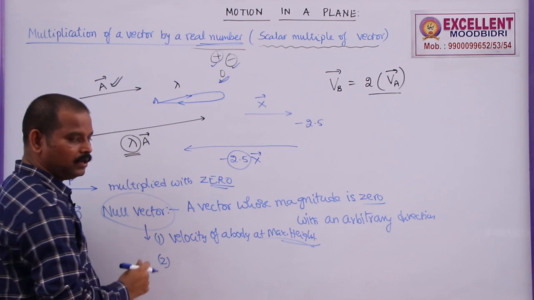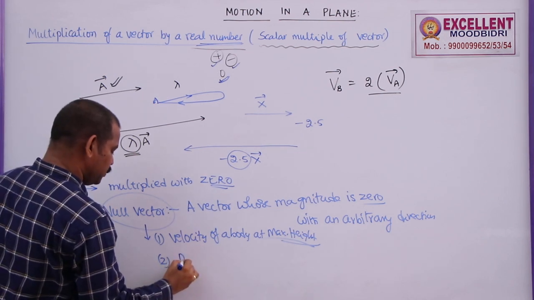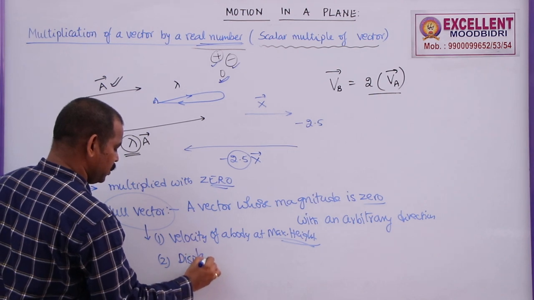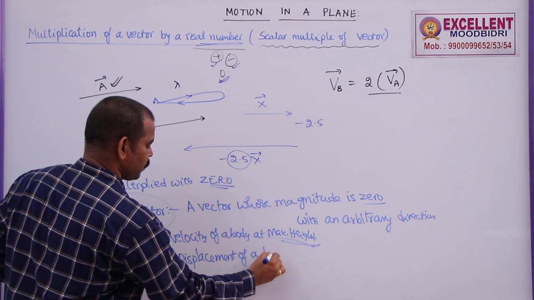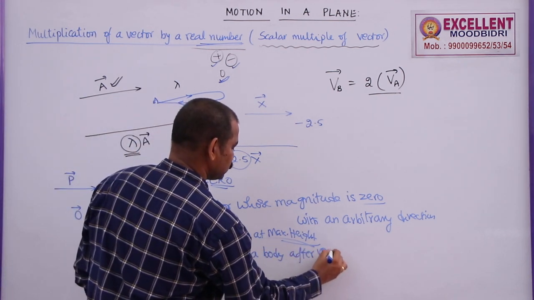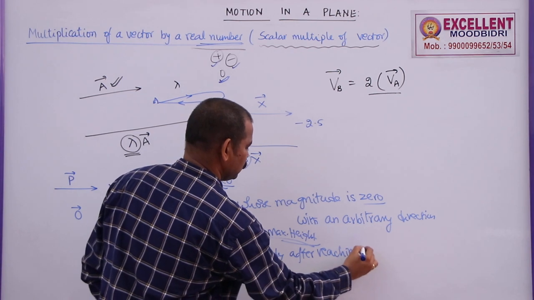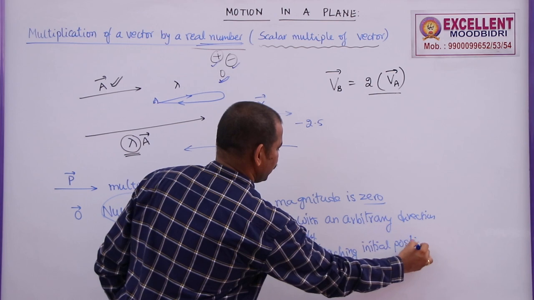So, what is the total net displacement here? Net displacement will be 0. So, the displacement of a body after reaching its initial position is zero. Similarly, you can give some more examples.